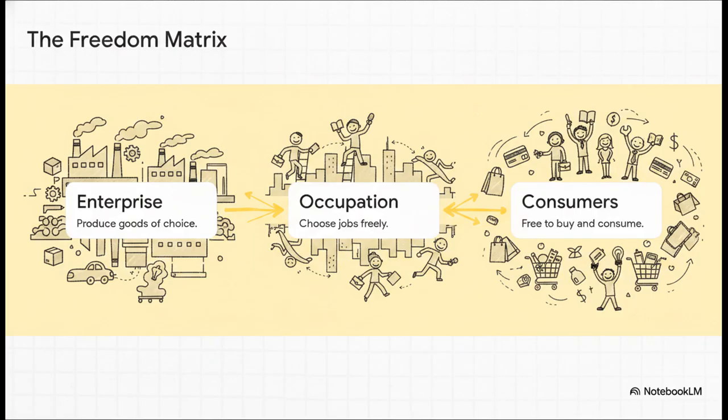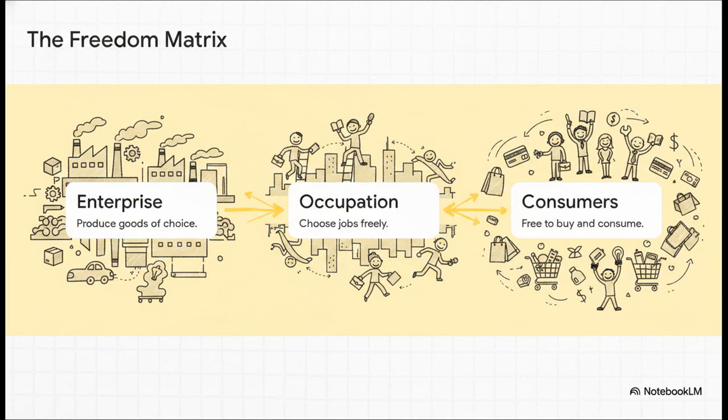This means private enterprises are completely free to use their productive resources to produce literally whatever product they choose. Step 2, freedom of occupation. This is massive for the labor force. Individuals are entirely free to choose a job based on their own education, talent, and ability. They can move dynamically from one job to another or from one city to another, constantly hunting for better opportunities.